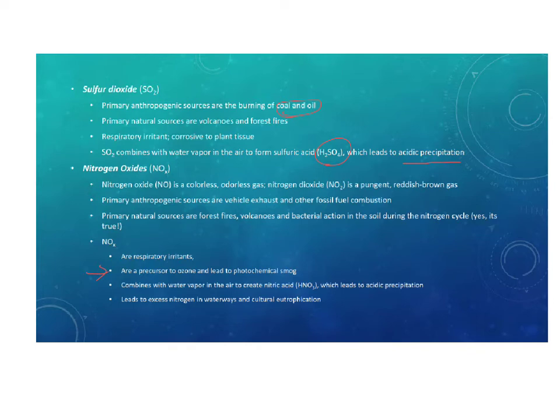talk about secondary pollutants. Nitrogen oxides combine with water vapor in the air to create nitric acid. There's another one that you need to know, which leads to acidic precipitation. Again, there's acidic precipitation. And it leads to excess nitrogen in waterways, which of course leads to cultural eutrophication.